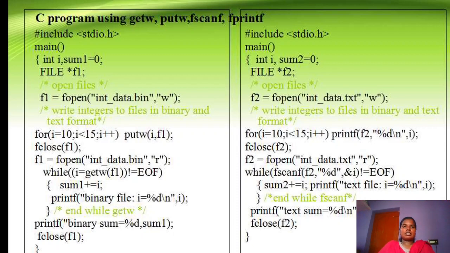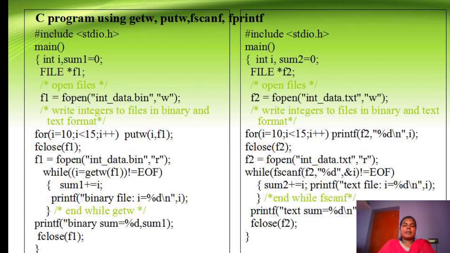So first, let us see the first program, that is main, int i comma sum1 is equal to 0, FILE star f1, and for opening the file, f1 is equal to fopen intdata.bin comma w. Here we write integers to the file in binary format. Then for i is equal to 10, i less than n, i plus plus, putw i comma f1. Then fclose of f1.